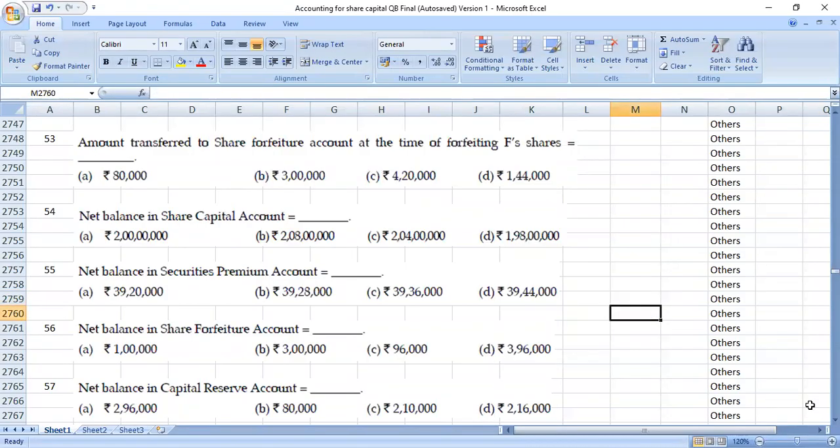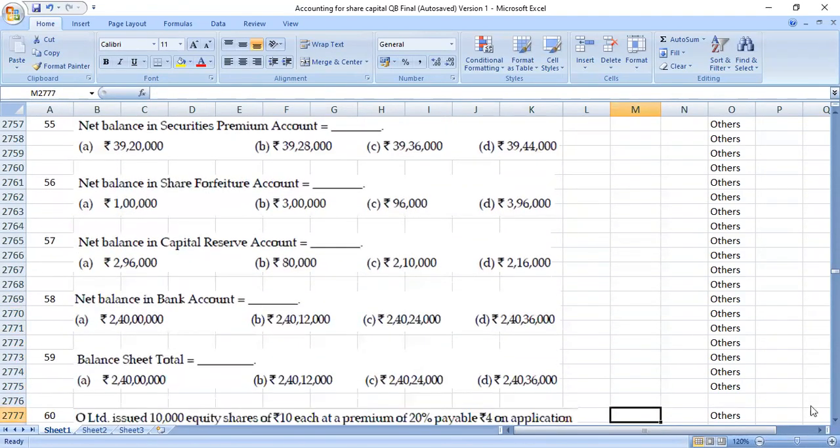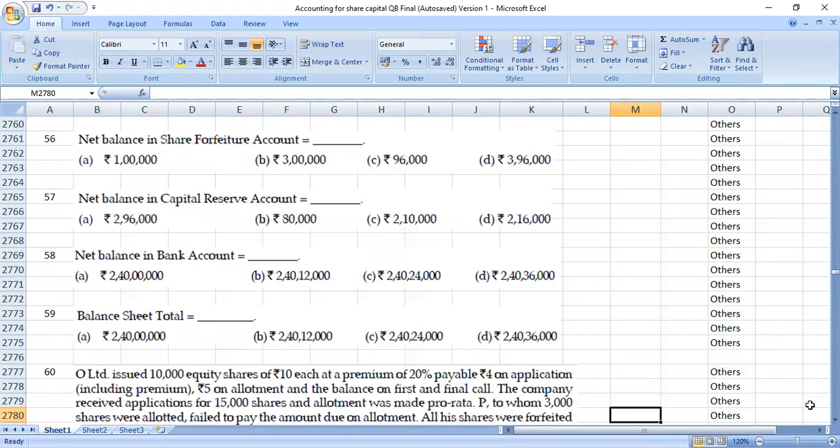And finally, the net balance in capital reserve account. Oh, not finally, still have more to go. Net balance in capital reserve account எவ்வளோ அப்படின்னா profit on reissue. எத்தனை ஷேர்ஸ் ரீஇஷ்யூ ஆயிருக்கு? 8000 ஷேர்ஸ் ரீஇஷ்யூ ஆயிருக்கு. அது ரெண்டா பிரிக்கலாம். E ஓட ஷேர்ஸ் 4000, F ஓட ஷேர்ஸ் 4000.